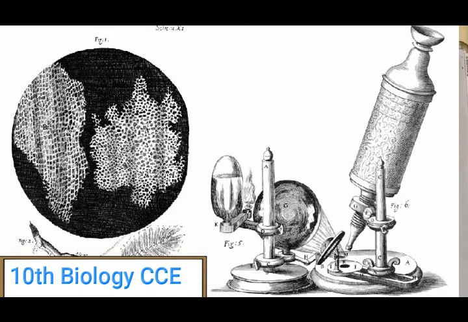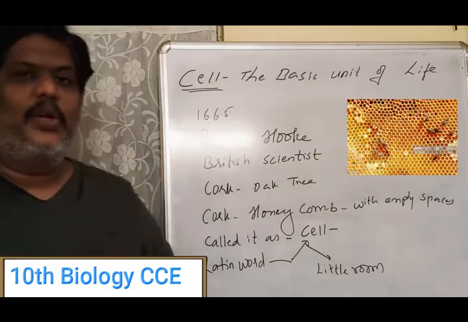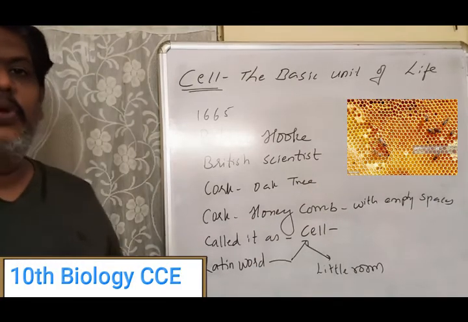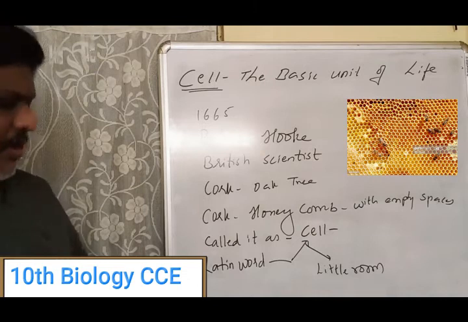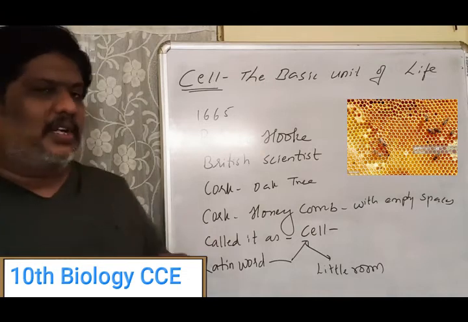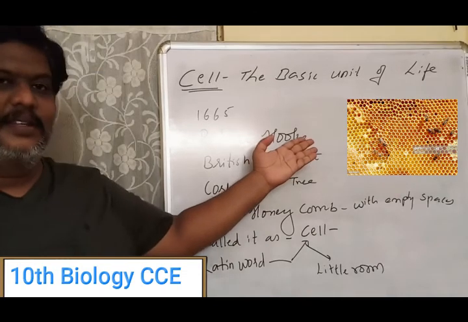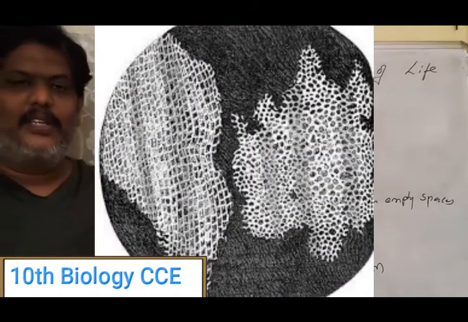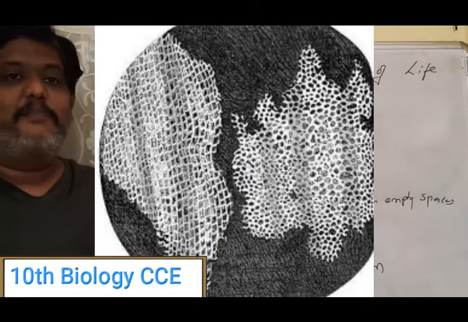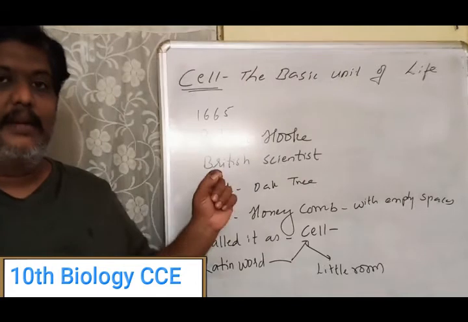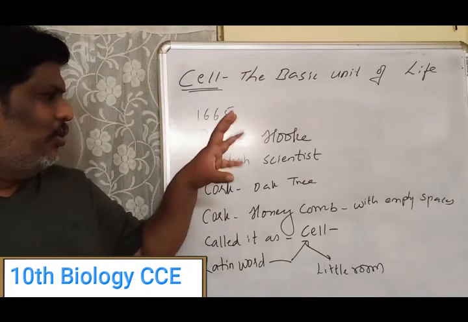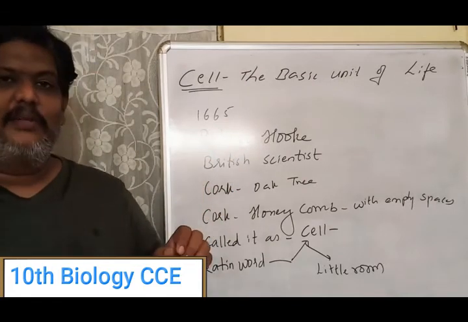When he observed this cork under the microscope, he felt that it is just like a honeycomb. You all know how the structure of a honeycomb looks. Can you see on the board? You can see some empty spaces in that, isn't it? Those empty spaces, he called them cells.